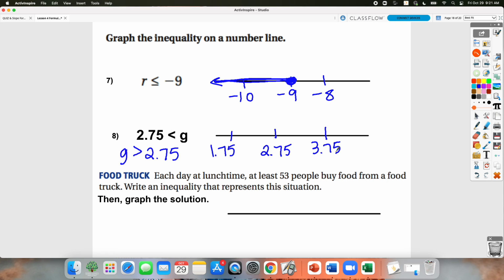Guys, I don't know why there's so much movement. We shouldn't be putting up our notes yet. We're not done going over them.